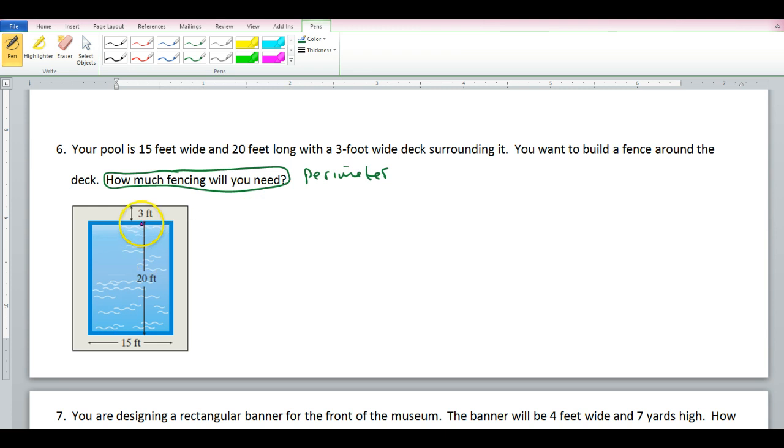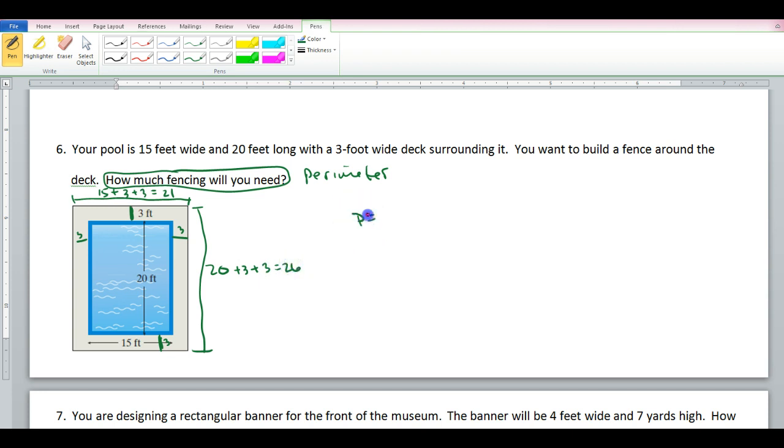But here's the thing. If this pool is 20 feet by 15 feet, and you add 3 feet to each side, what you have to understand is this side here would actually be the 15, but you have to add 3 here and 3 on the other side to give you 21 feet. And then when you look at this side here, you have your 20 feet, but you have to add this 3 here and this 3 here, which gives you 26.